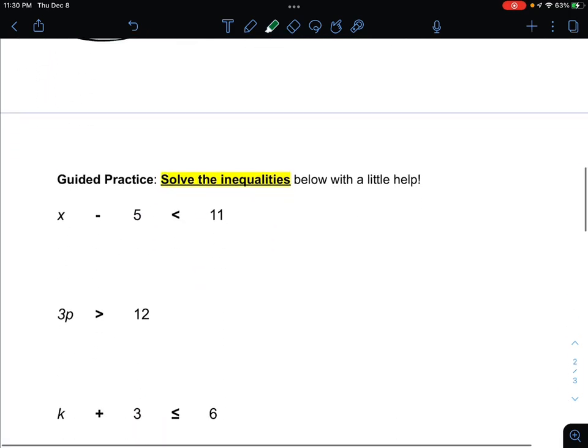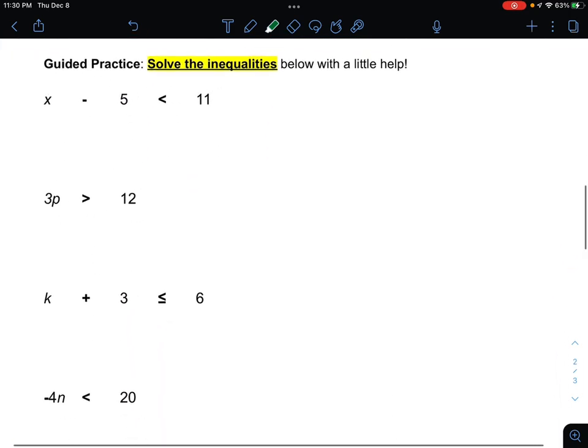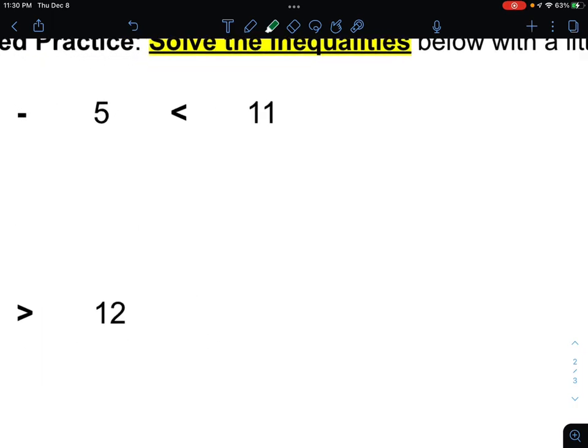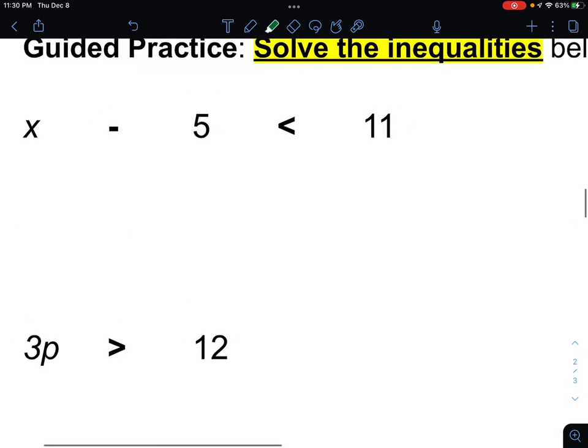All right, let's look at some guided practice on our next page. So we're going to solve these inequalities with just a little bit of help from me. I'll get the problem started, and then you'll just have to finish it. Starting here with x minus 5 is less than 11. I've got to get x by itself, right?